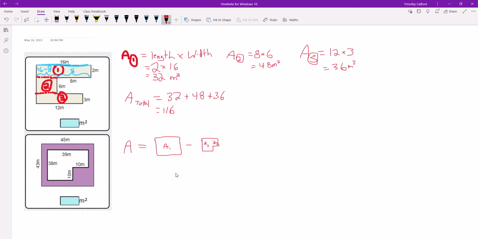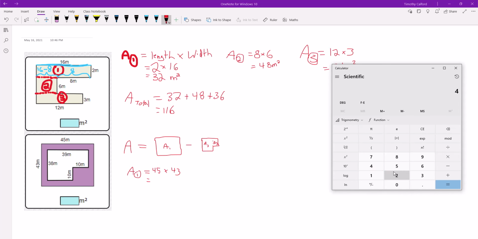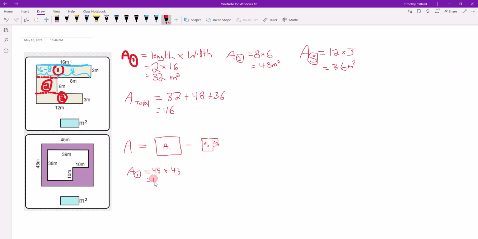So let's first figure out area 1. That's the whole thing, and that's a 45 by 43. So that is a big number. 45 times 43 equals 1,935. And that's square meters.